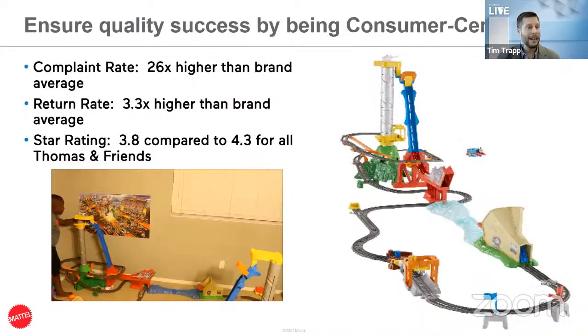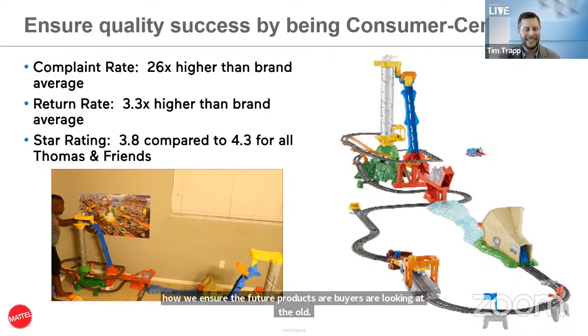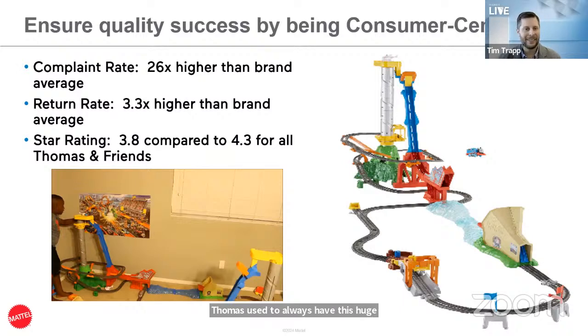Again, I talked about monitoring consumer feedback, right? So this is an older Thomas item, and part of how we ensure the future products are better is we're looking at the old. Thomas used to always have this huge, exciting track set each and every single year, and this was one of them.